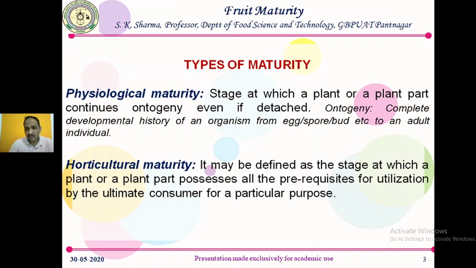On the contrary, if the seeds are immature, even though you sow them, you are not going to get a plant. It means that the fruit containing immature seeds will be physiologically immature, but that containing mature seeds will be physiologically mature. It means that it can give you another plant. That is physiological maturity. It talks about the state of the plant part you are harvesting, but it does not talk about the consumer.